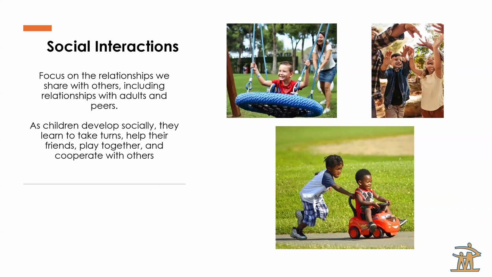Social interactions focus on the relationships we share with others, including relationships with both peers and adults. How do kids interact with adults in their environment? How do they interact with their siblings? And how do they interact with other children who are their age? As children develop socially, they learn to do things such as take turns, help friends, play together, and cooperate with others. So when you see some of these skills that develop in this area of social emotional skills, you can really recognize just how important these are for a child's development.